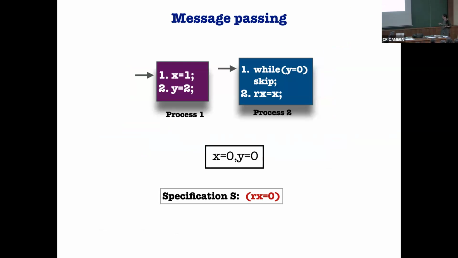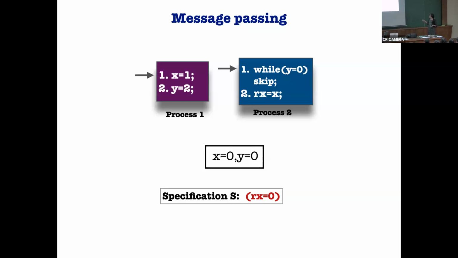So here, in this program, again, I have two threads, two processes, whatever it is. X is a shared variable, Y is a shared variable. Rx is a local variable. To begin with, I'm assuming that both the shared variables have value 0. I want to ask whether you can attain this assertion. Can Rx be 0 when I finish executing my program?